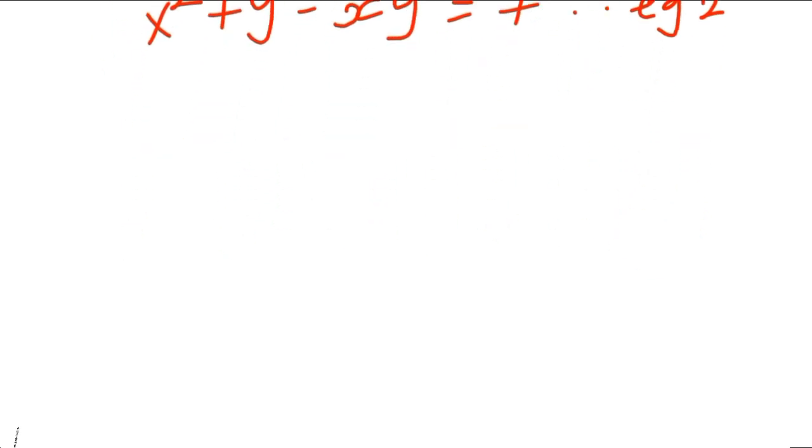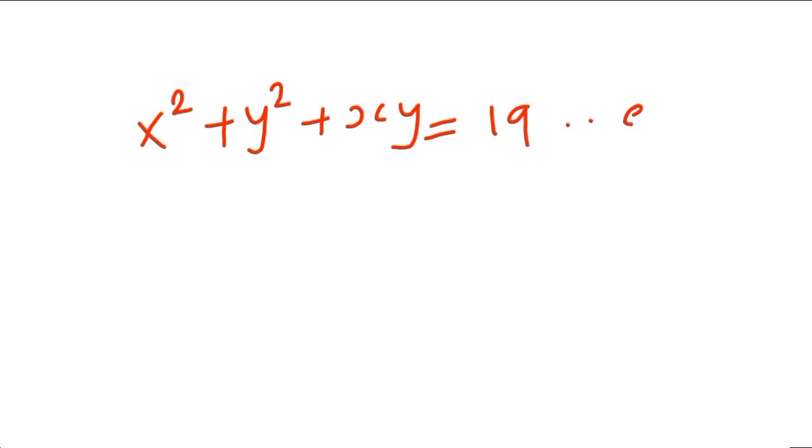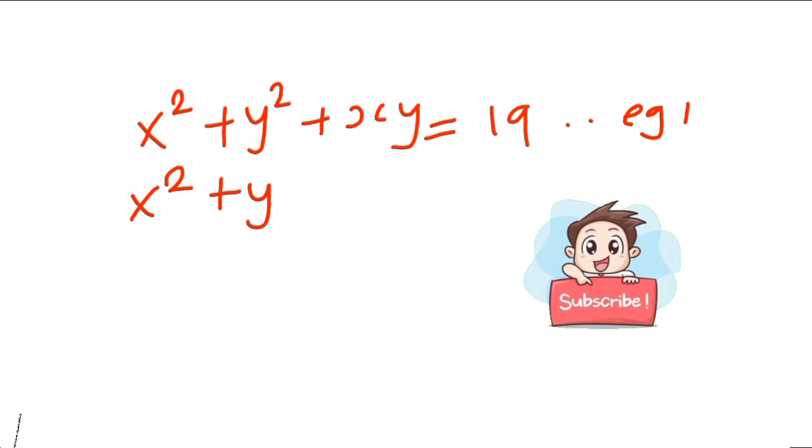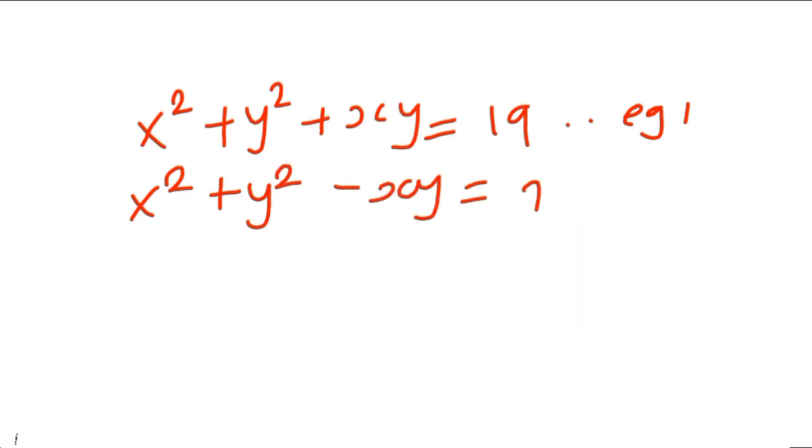Now overall we have gotten two equations, equation 1 and equation 2. Equation 1 is x squared plus y squared plus xy is equal to 19. And for equation 2 we have x squared plus y squared minus xy is equal to 7. So the next step we're going to take, we're going to subtract equation 2 from equation 1.